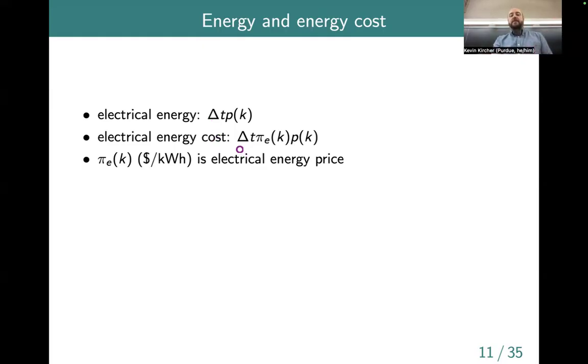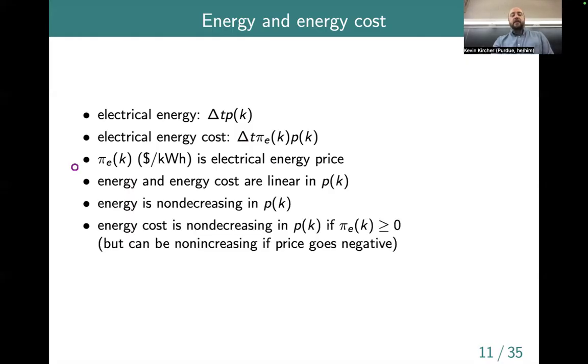Alternatively, we might say, well, we don't care about the energy exactly. Energy is interesting, but it's almost always just a stand-in for something else that we care about, like emissions or money or other air pollution, something like that. So we might specify a price of electricity. It could be low at some times and high at other times. And this would give us the sort of instantaneous cost of electrical energy. But then we'd integrate that and get the cost over the whole day. So here pi e would be our electricity price.